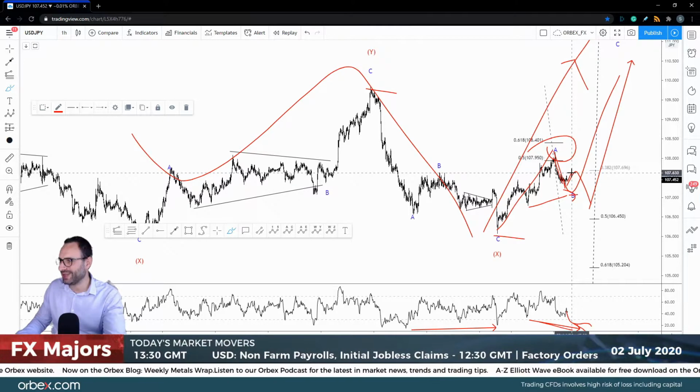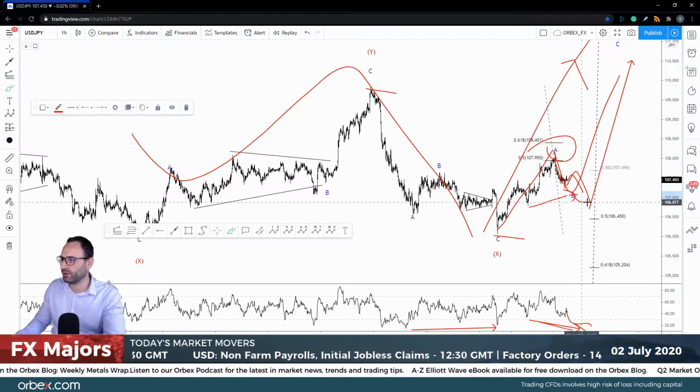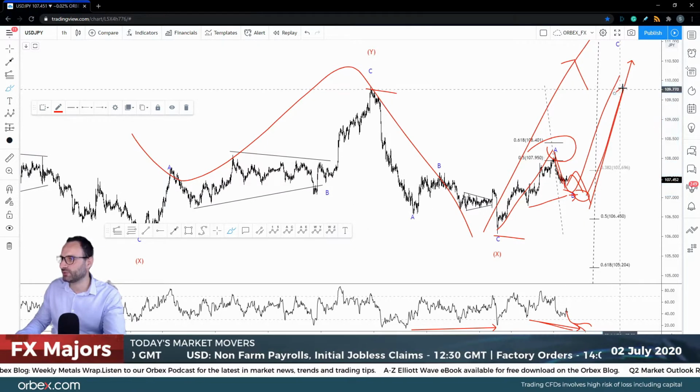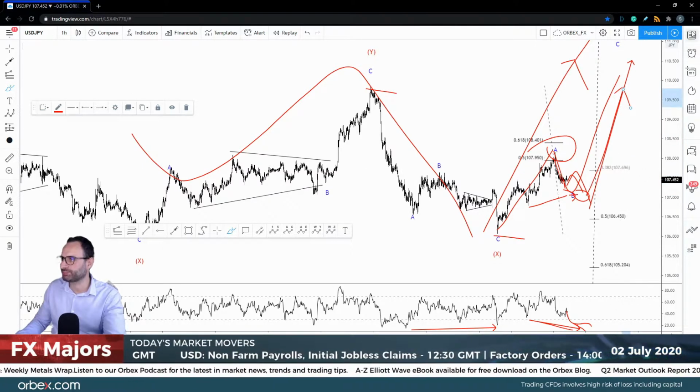However, a slight upside can be expected to around 107.60 or 70 or so before we see wave B, and then, of course, a continuation to the upside.